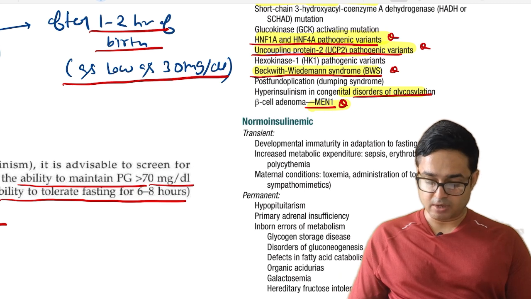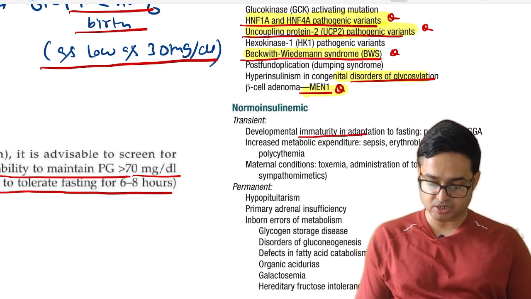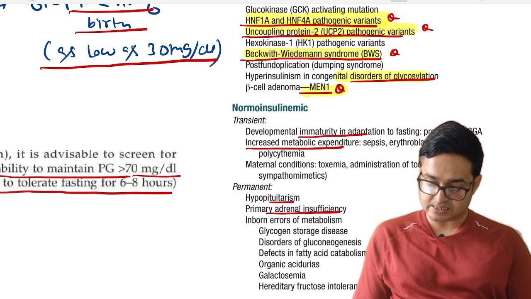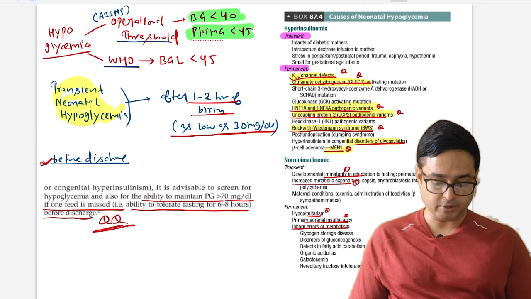Normoinsulinemia, insulin is normal in this condition. The transient ones are developmental immaturity to adaptation, that is self-explanatory, and increased metabolic expenditure. Permanent conditions include hypopituitarism, primary adrenal insufficiency and some inborn errors of metabolism. Just remember these, they are enough for your exam.